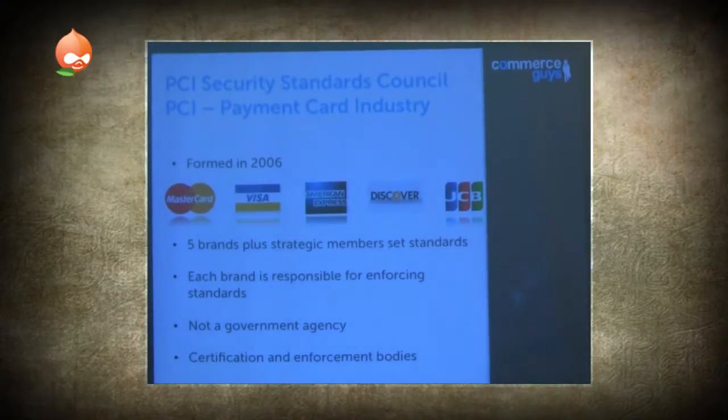A common misconception is that they're somehow a government agency or that they have any kind of official regulatory power. That simply is not the case. They are just a not-for-profit standards body. Basically, the five major credit card brands globally, MasterCard, Visa, Amex, Discover, and then JCB, which stands for Japan Credit Bureau. Japan Victor Company is an electronics company, my mistake.